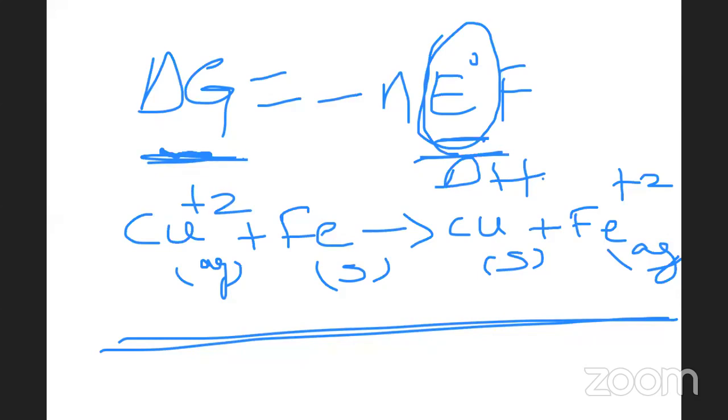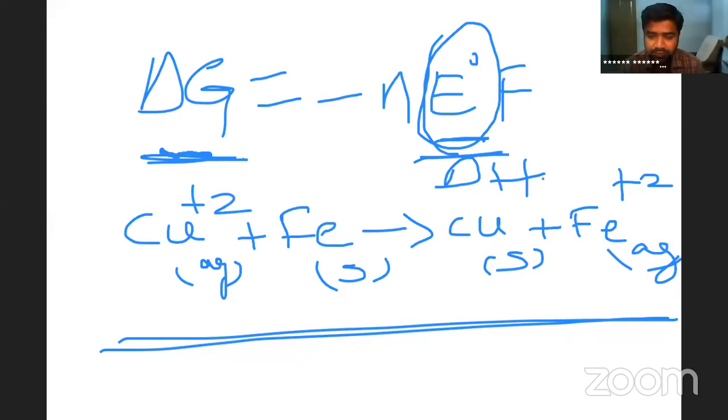Try to understand my statement here. Sir, iron is more reactive, sir. Yes, iron is more reactive. What I'm saying here is that the less reactive metal will come out of the solution, and the more reactive metal will go into the solution.